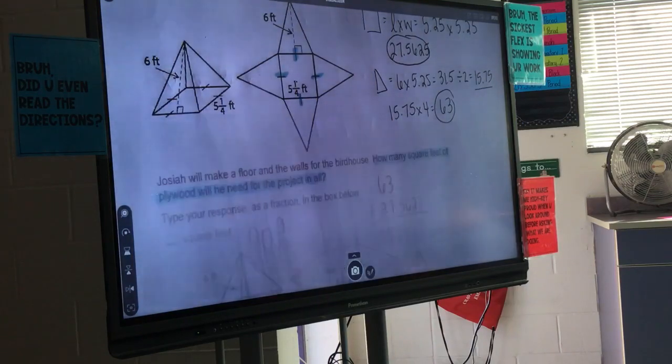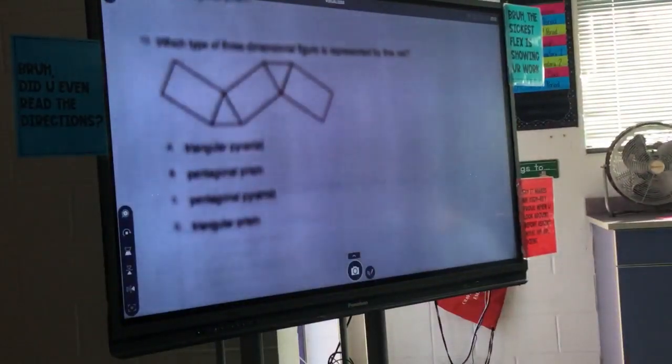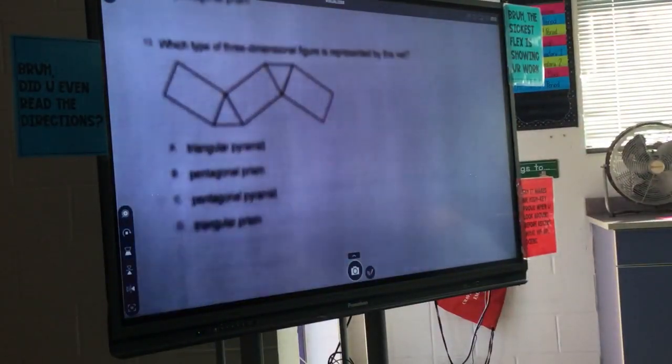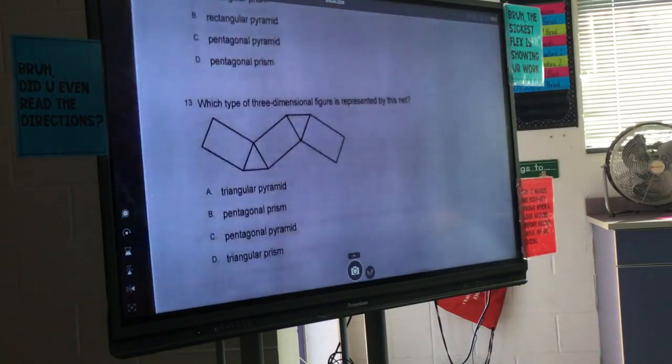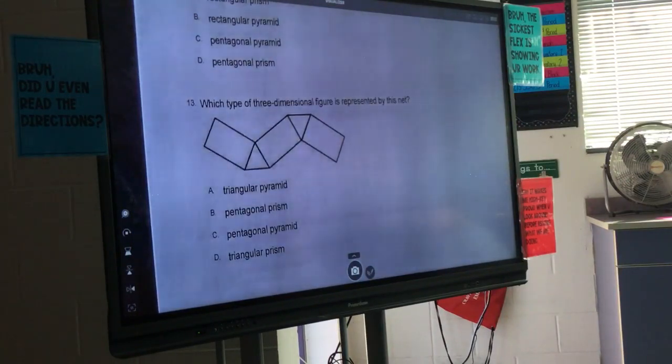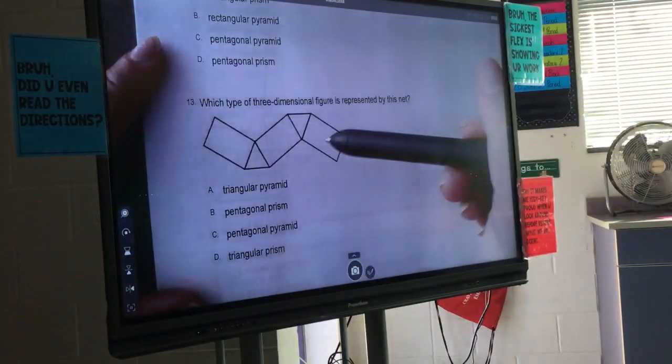Okay, so everyone go to number 13. This one says: which type of three-dimensional figure is represented by this net? All right, so let's talk about the characteristics of this shape.